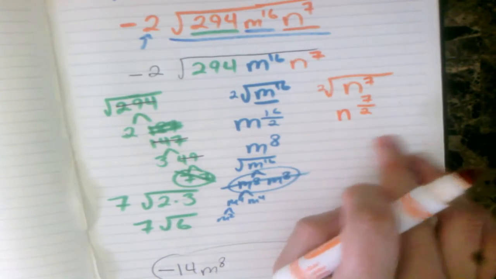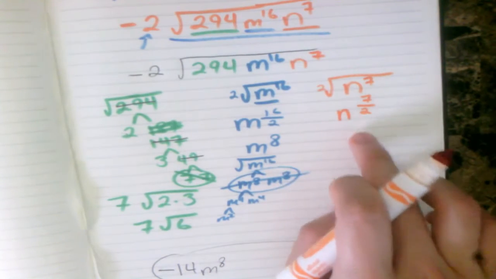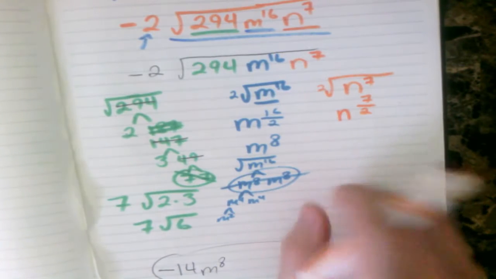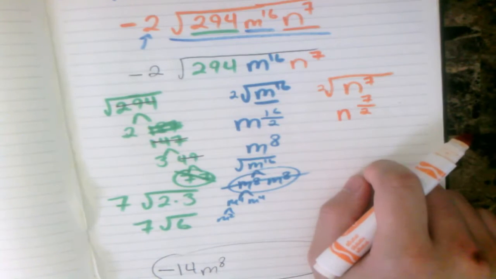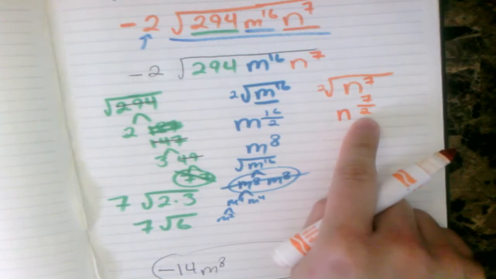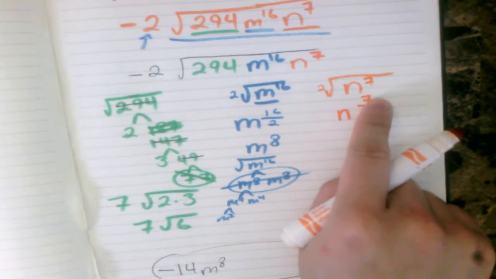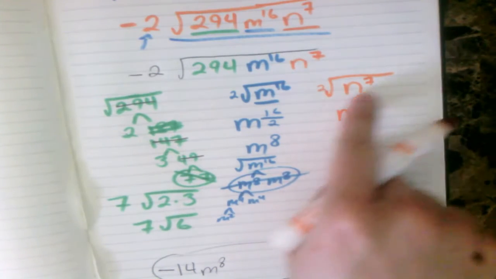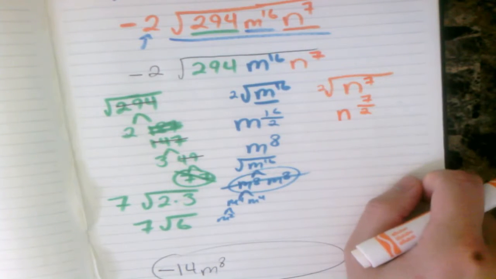Made life really simple, really easy, really pretty. 7 over 2. Hopefully you'll notice that doesn't simplify. It just doesn't simplify. But what you can do is turn this into almost a mixed number. Let me ask you this. How many times does 2 go into 7? Not evenly, but what is the maximum number of 2's you can get out of 7?